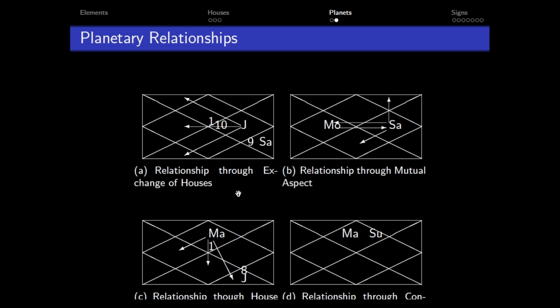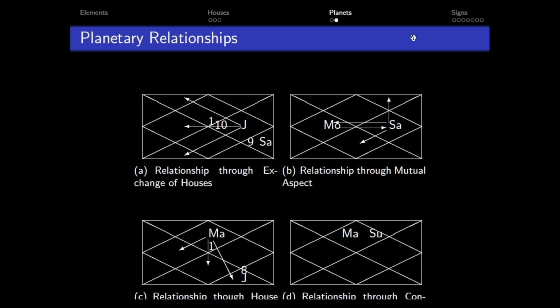What is exchange of the houses? For example, consider figure number 8. It is Aries ascendant. The ninth house belongs to Sagittarius, the 10th house belongs to Capricorn. Sagittarius is ruled by Jupiter, and Capricorn is ruled by Saturn. If we see the position in this figure, Jupiter has occupied the house of Saturn, and Saturn has occupied the house of Jupiter. So this is known as exchange of the houses.